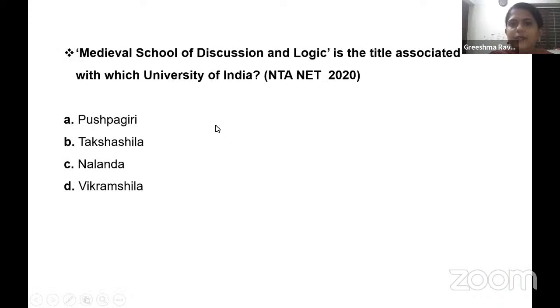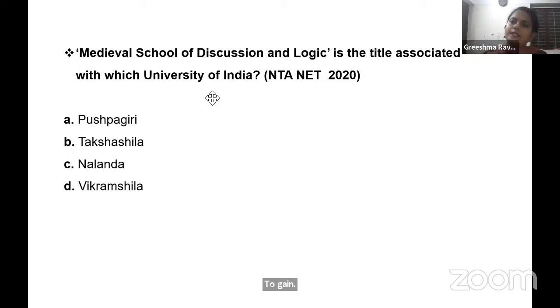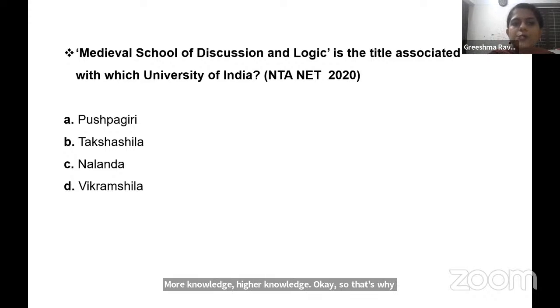It is Nalanda. I don't know why the animation is not working. That's why you can't see the answer. The answer is Nalanda. Nalanda is known as the medieval school of discussion and logic. Why is it called that? The scholars who lived in that institution used discussion and debate as a tool to gain higher knowledge. That's why this institution is known as the Medieval School of Discussion and Logic. So what is the answer? Option C, Nalanda. Okay.